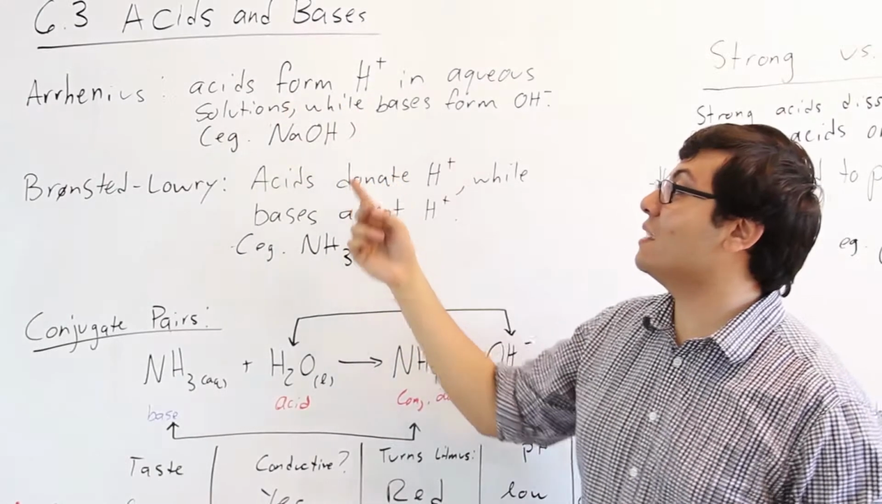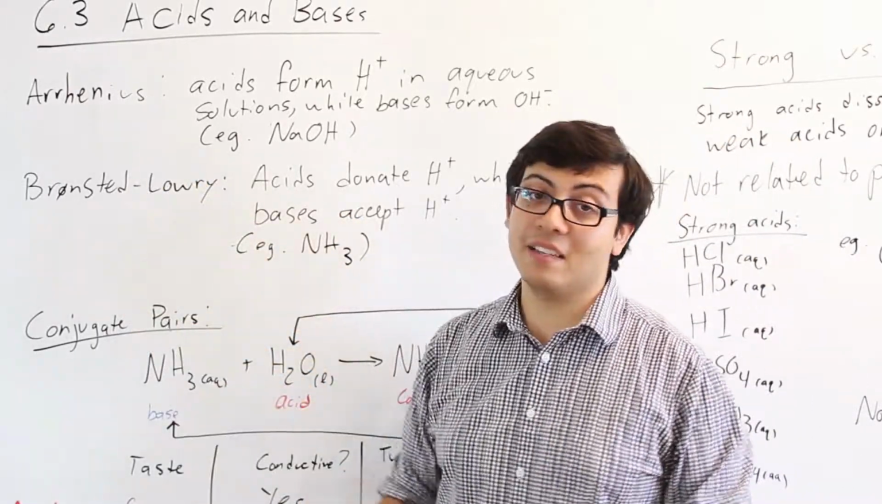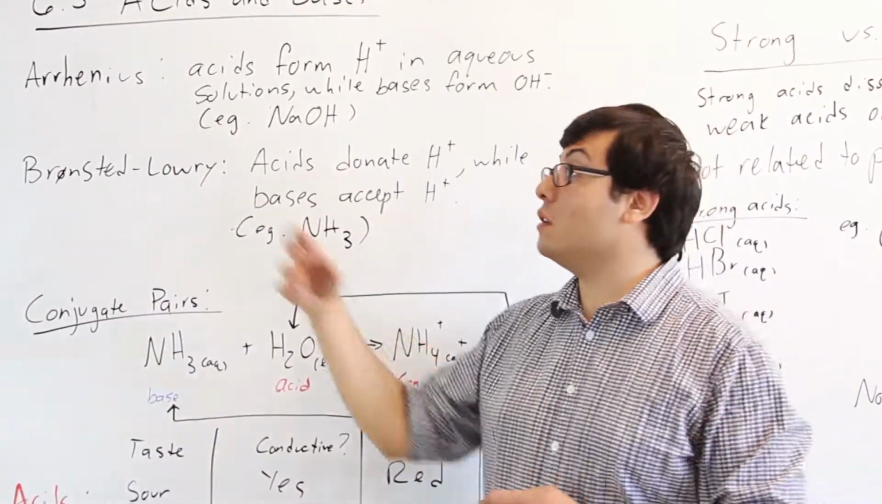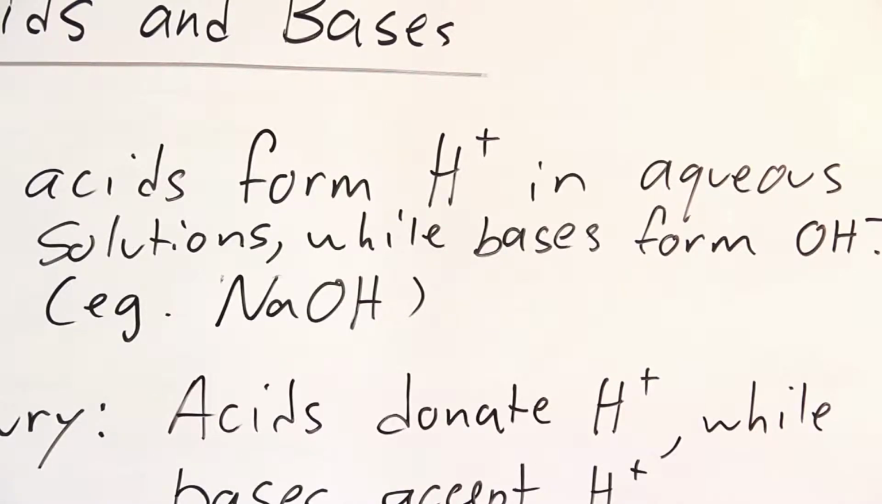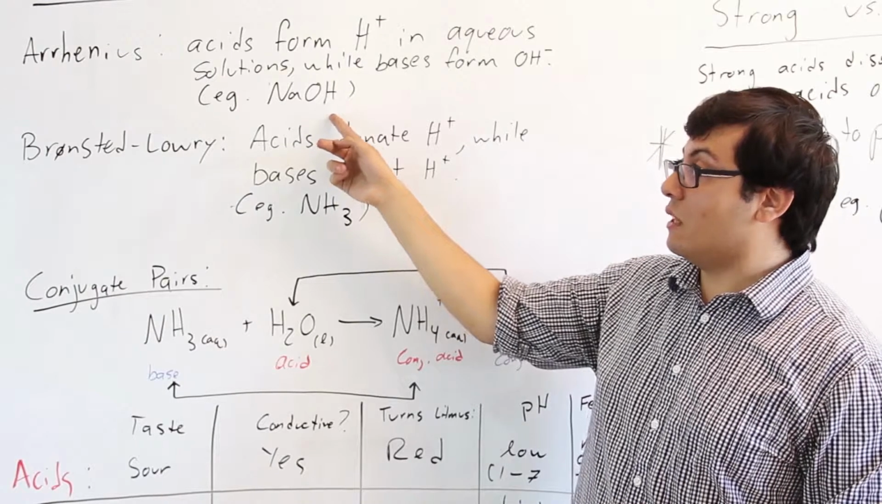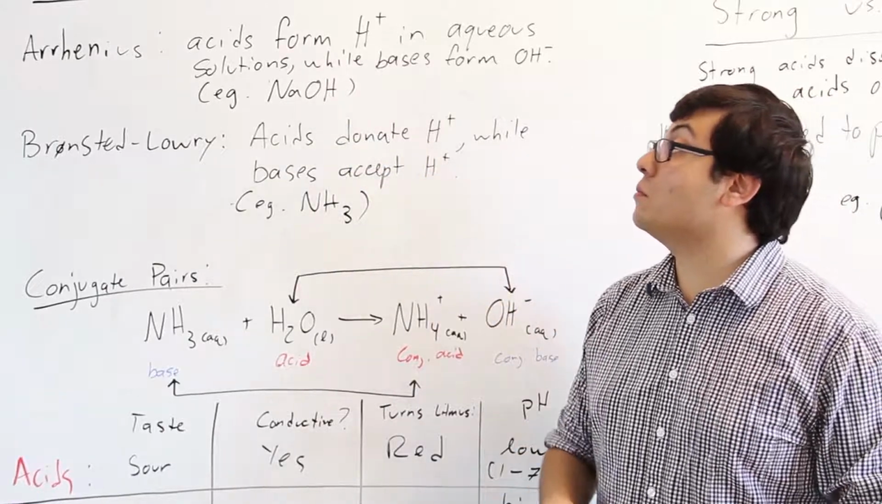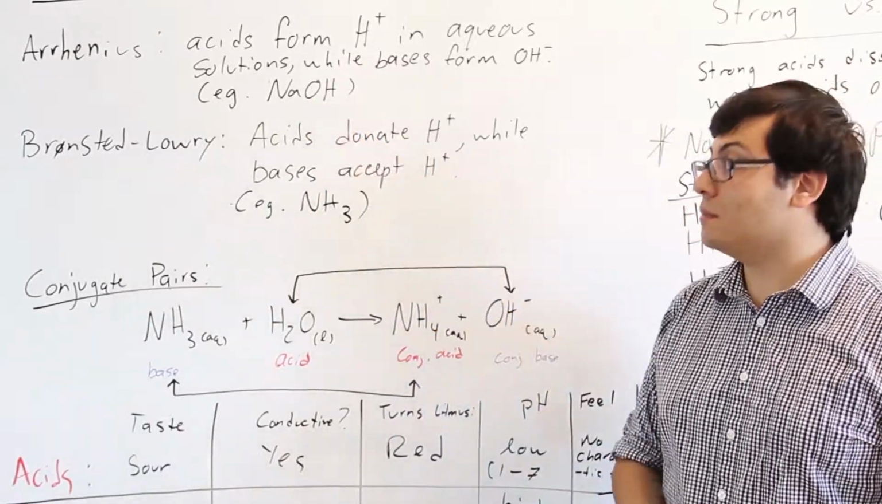So let's move on to acids and bases. There are two main definitions of acids and bases you have to know about. The Arrhenius definition says that acids form H+ in aqueous solutions, whereas bases form hydroxide, OH-, in solution. An example of an Arrhenius base would be sodium hydroxide. If you dissolve this in water, it'll produce hydroxide, OH- ions.